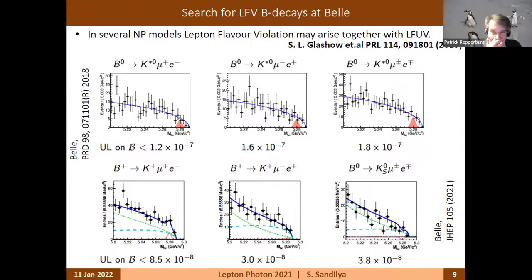Thank you. I have another question. What are the longer term prospects for these things where you output a limit? So should we then just wait for Belle 2, or will there be combined analysis trying to exploit the joint data set of Belle and Belle 2?